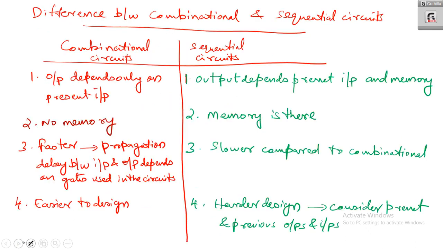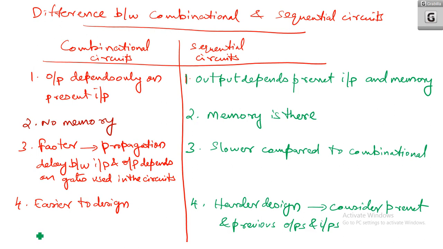Now coming to the difference between combinational circuits and sequential circuits. In combinational circuits, output depends only on present input, whereas in sequential circuits, output depends on present value of input and memory. In combinational circuit there is no memory, whereas in sequential circuits, memory is there. Combinational circuits are comparatively faster depending on the propagation delay. What is the propagation delay? Propagation delay of a gate is the time required for the output to appear when an input is given. For each gate there are different propagation delays, and comparing these, a combinational circuit is comparatively faster than sequential circuits.